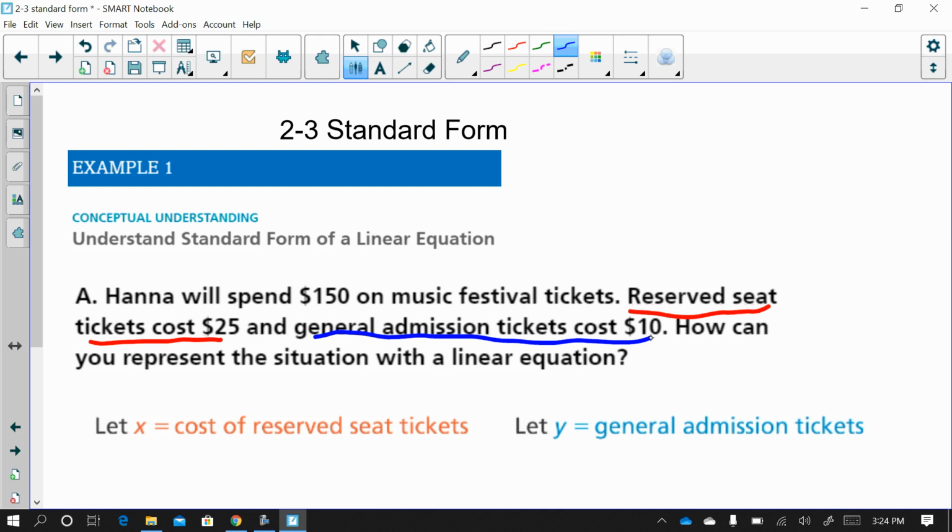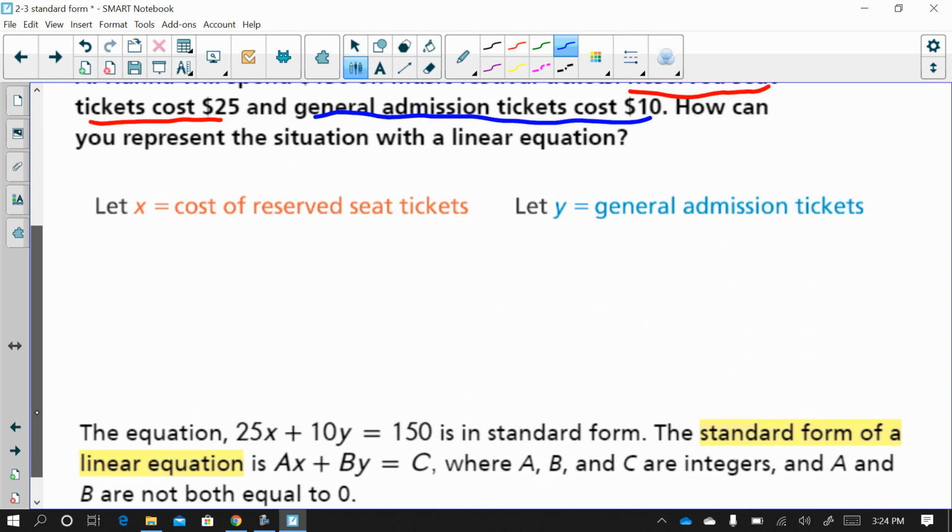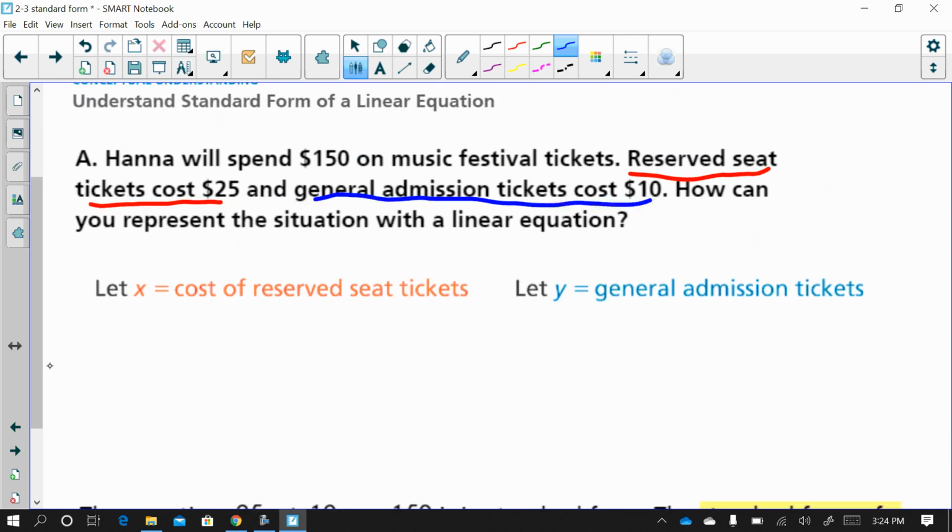So the first thing we should do is say reserved seat tickets, let's call that X. And the general admission, let's call that Y. It's always good to write those down. Now let's see if we can come up with an equation. I know my equation has to equal something, so how much am I going to spend? I'm going to spend 150. So I know my equation equals 150.